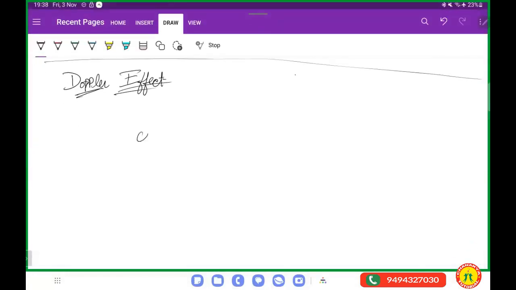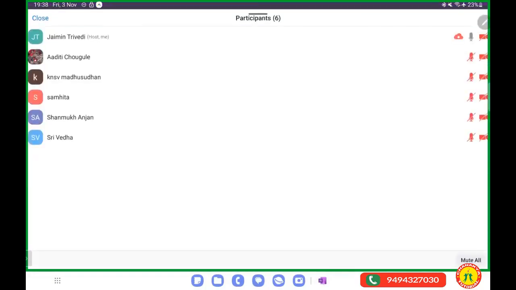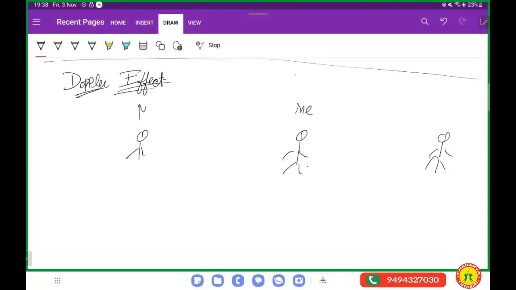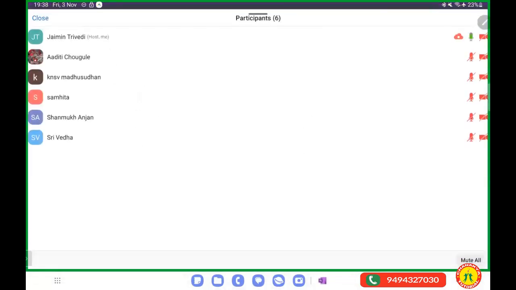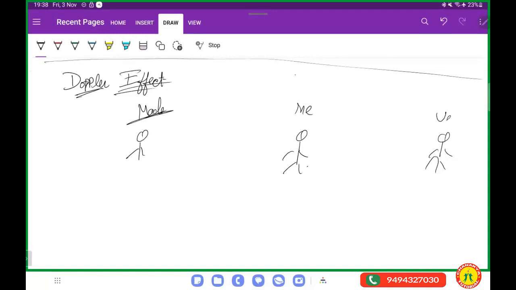If I'm standing here, and someone else is standing here, let's give a name. This is me. Here, let's take here, Madhusudan is standing here, and here, Veda is standing here.